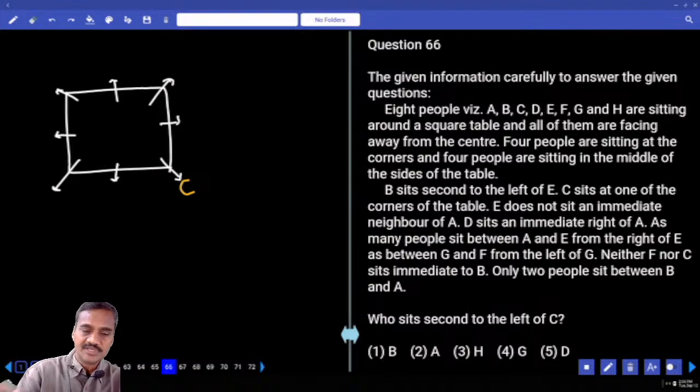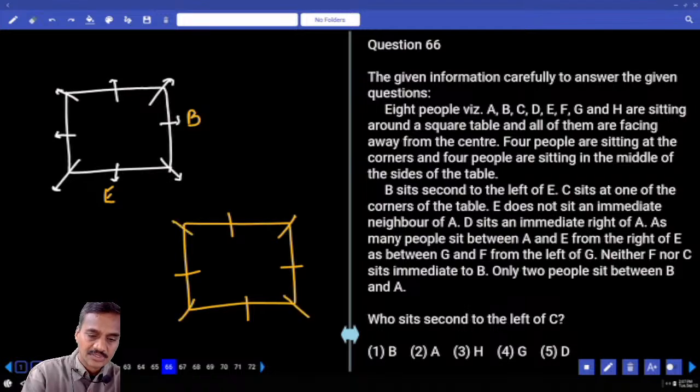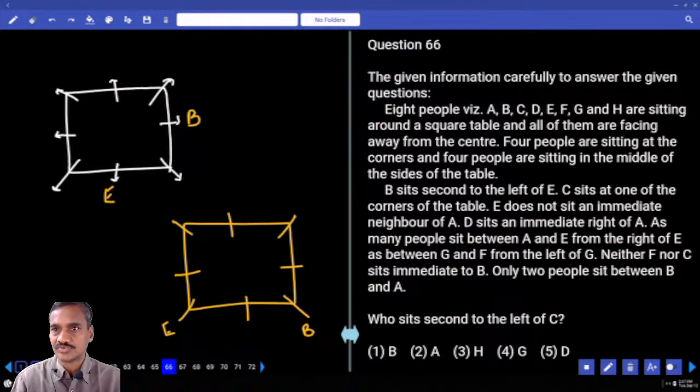Hence, B sits second to the left of E. Let us directly start with this B. And B sits second to the left of E. Now if we take E at this place, and B sits second to the left of E, there is one possibility. That means we are considering E can be at the center or E can be at the corner, isn't it? This is the first possibility, and in the next possibility, let us take E at the corner. Now if E is at the corner, then E is here and B sits second to the left of E. Are you getting this one or not?